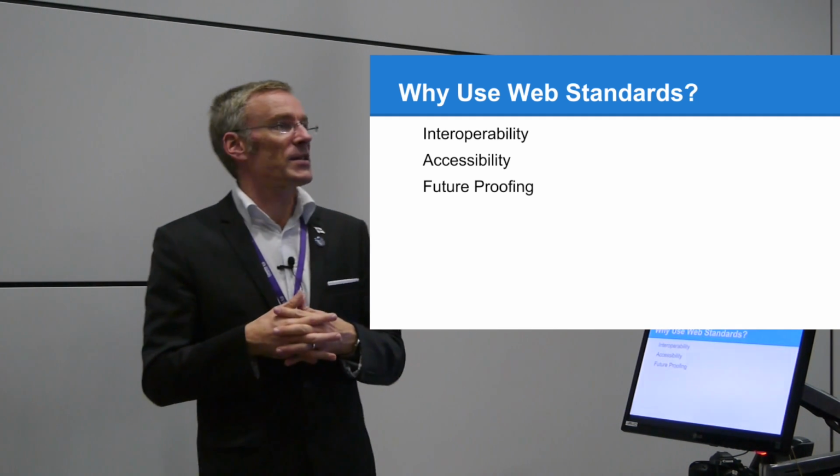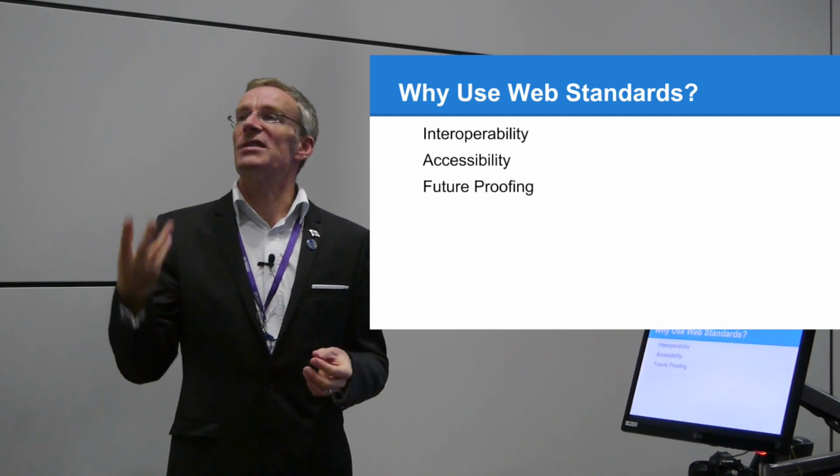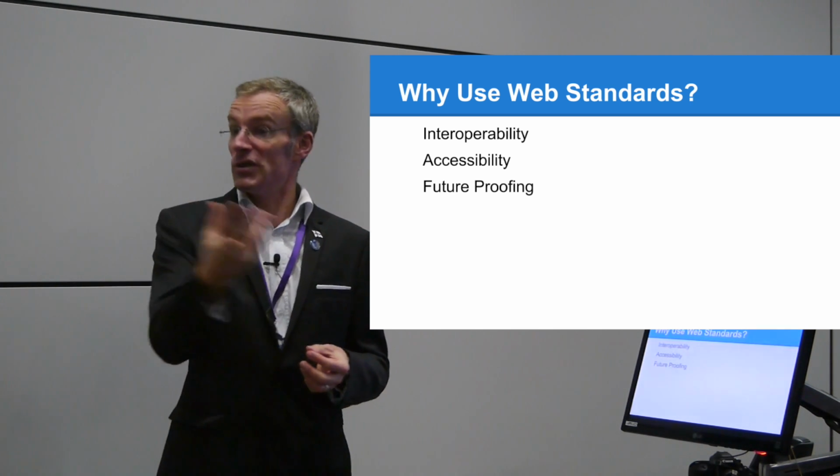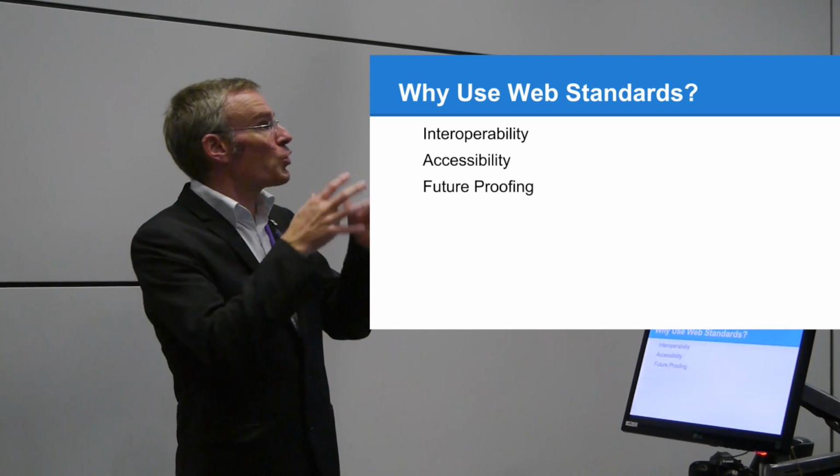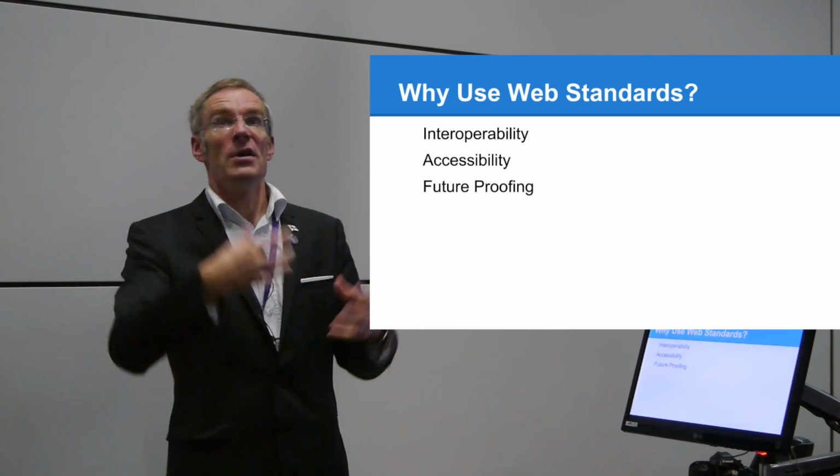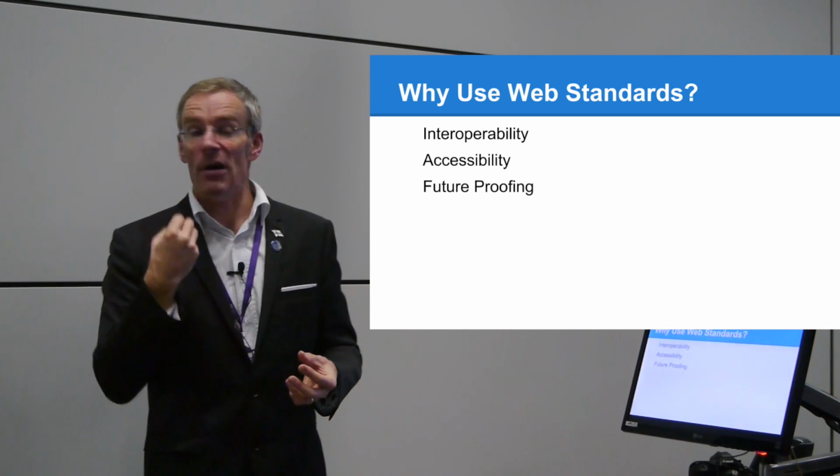The second reason is accessibility. Because we use tags in a defined way, even when users have a disability, the actual content itself will still be understandable. The headings look like headings, the paragraphs look like paragraphs, and so on.